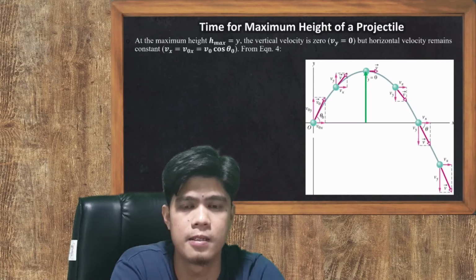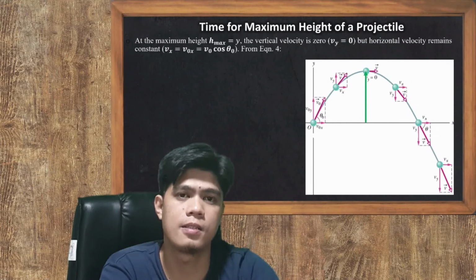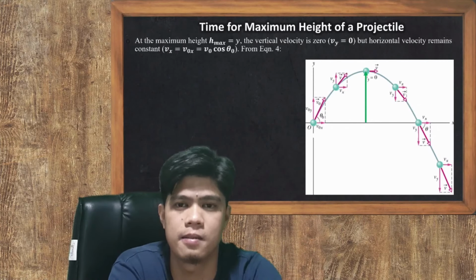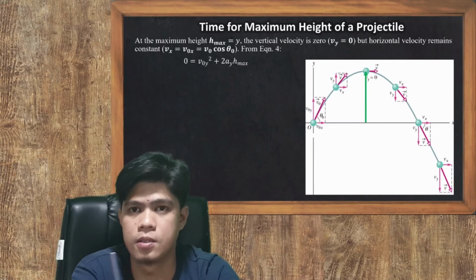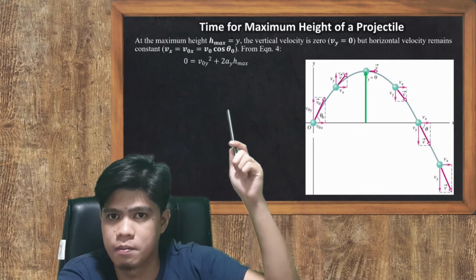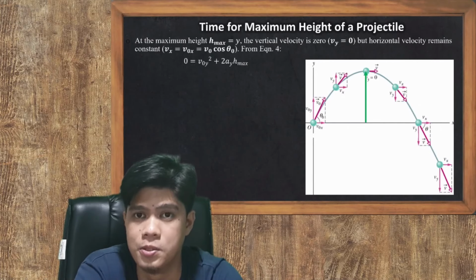That is the position where an object is at the maximum height. And also the horizontal velocity should remain the same. Let's use the fourth equation. 0 equals v naught y squared plus 2 ay h max, or minus 2 g d.